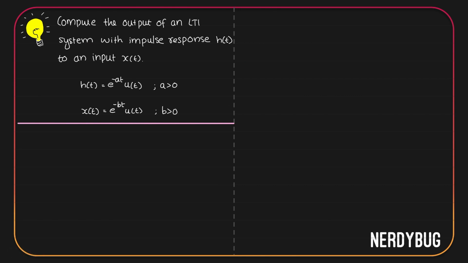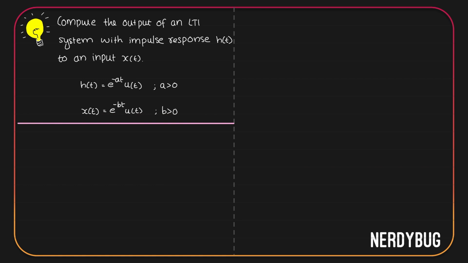Let us solve another problem. Here we have to compute the output of an LTI system with impulse response h of t to an input x of t. H of t is given, it is e raised to minus at u of t, a is positive. X of t is e raised to minus bt u of t, b is positive. Let us solve this using Fourier transform.